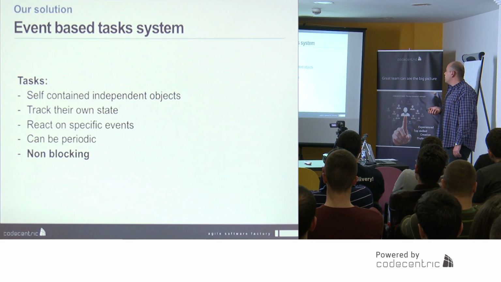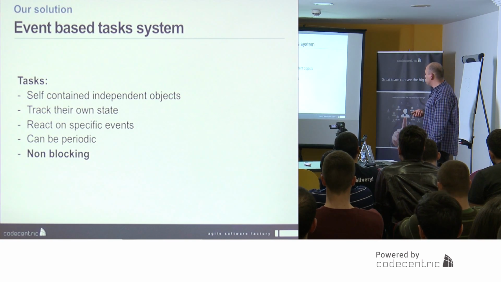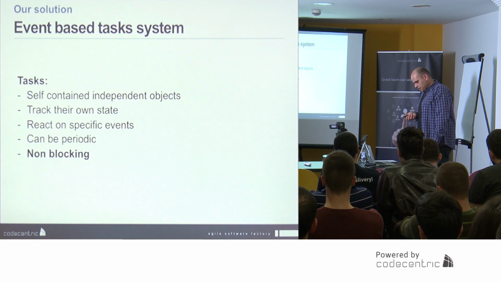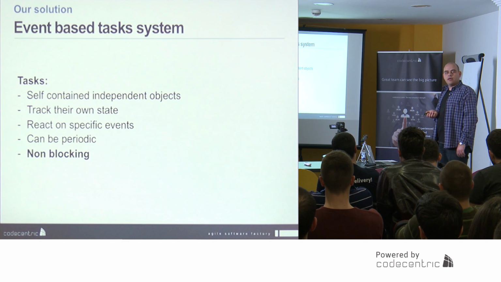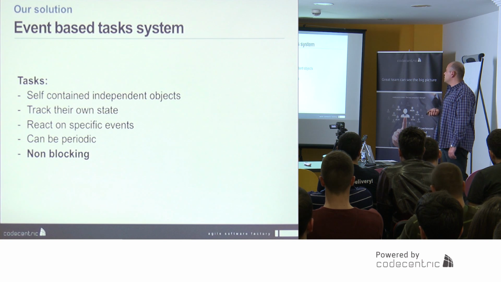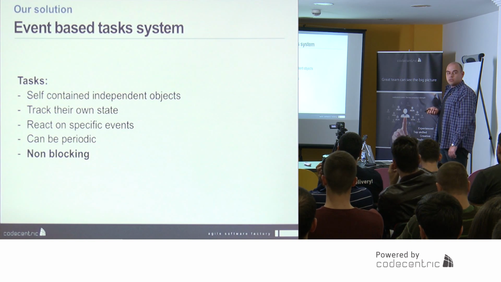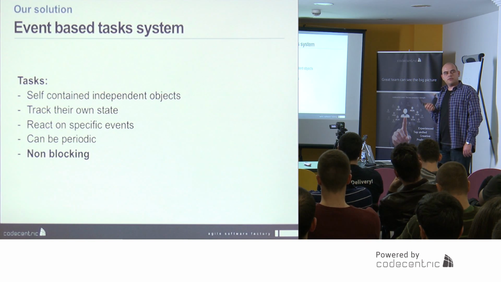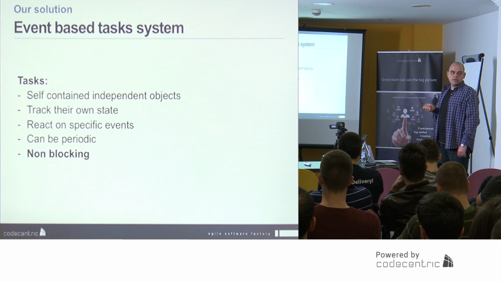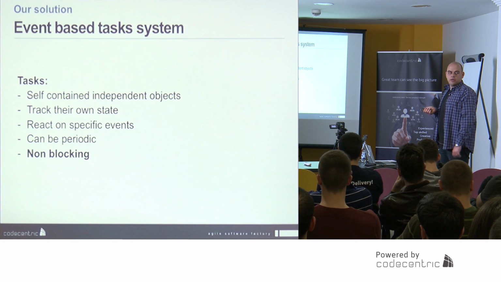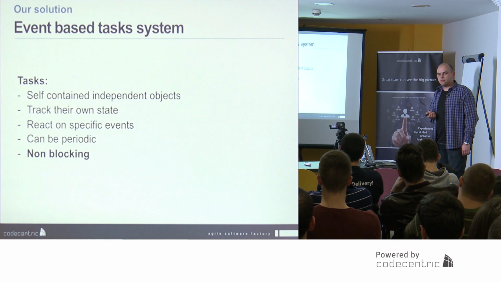Our solution is to employ an event-based task system. So what is an event-based task system? That's something like the same event-based paradigm where you react on events. However, we don't have simple callbacks. We have objects in there. We like to call them tasks, that are self-contained and independent objects. They track their own state, so the worker, in our case the thread, does not have to take care of what's going on inside. They can react on all events or on specific events. They can even be periodic if you want to have something like timers, etc. And what's most important, they're non-blocking. They must not block.